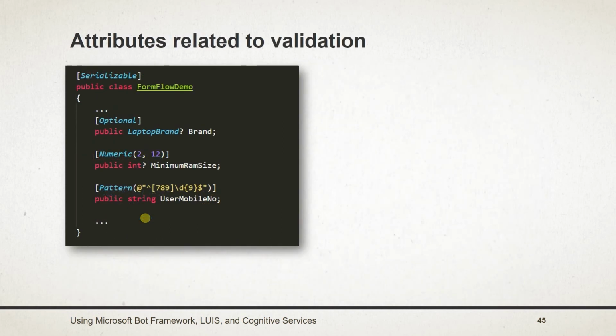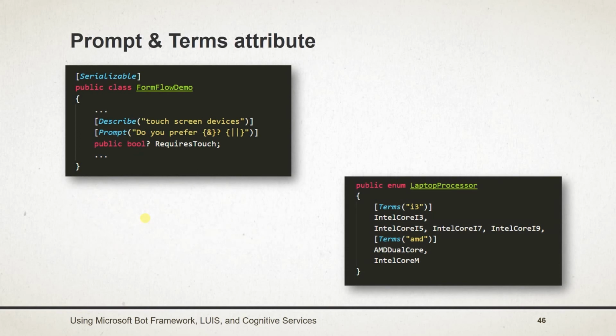Then we saw attributes for validation. Using the optional attribute, we can make any field optional. Using the numeric attribute, we can specify the minimum or maximum value that a field can contain. Using pattern, we can set a regex pattern for a string value. Using prompt, we can change the prompt for a field, in which we can pass pattern language. I have attached a link to the official Microsoft document which contains all valid options for pattern. Using terms, we can specify other values that the user can type.